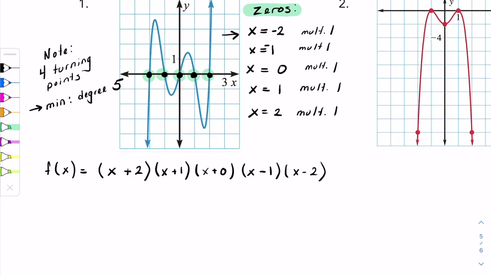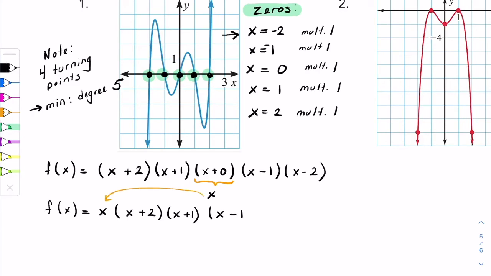All right, we need to clean this part up. We would never write x plus 0 as a factor. That's just x. And typically we write x in front of the function. So I'm going to rewrite this function as f of x is equal to x multiplied by x plus 2 times x plus 1. We already moved this x, so we don't need to write that factor again. x minus 1 times x minus 2.